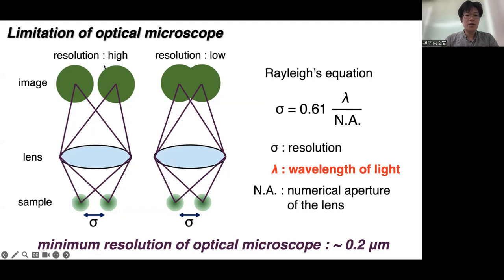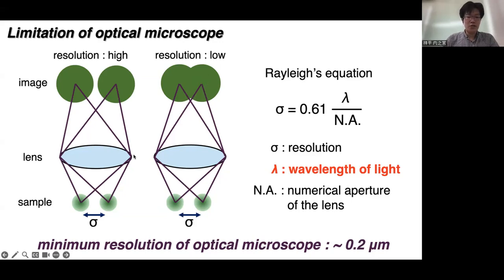However, if these images are not distinguished from each other very well, we cannot say this is a high resolution. So the resolution can be explained by the Rayleigh equation. I'm not a specialist of this field, so let me skip the detailed explanation of this equation. But the most important point is this equation includes the wavelength of light. So the resolution depends on the wavelength of light.